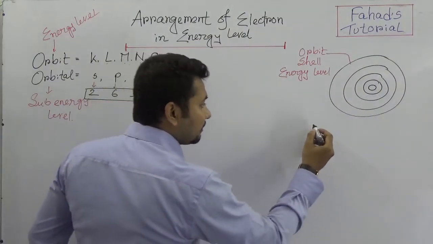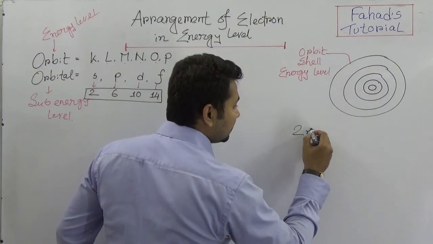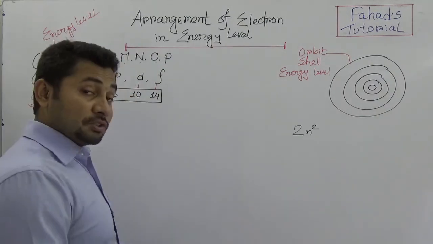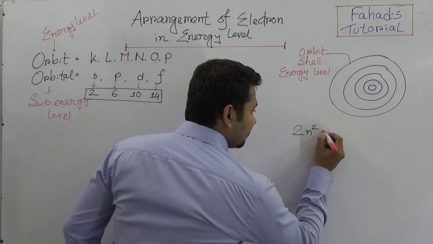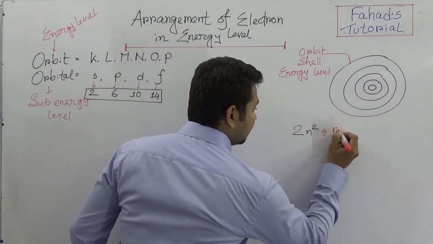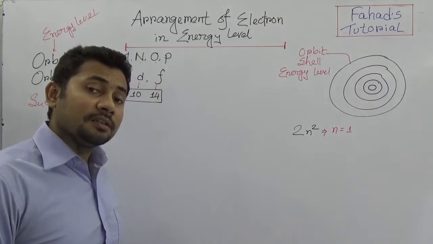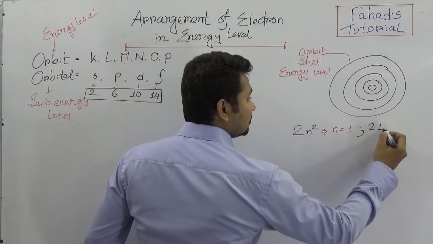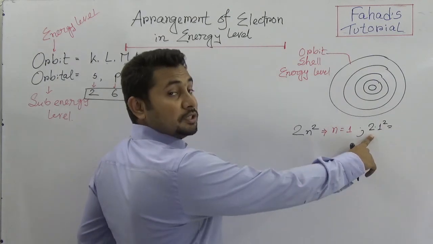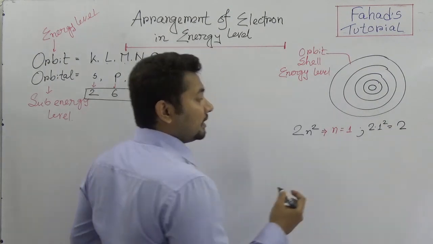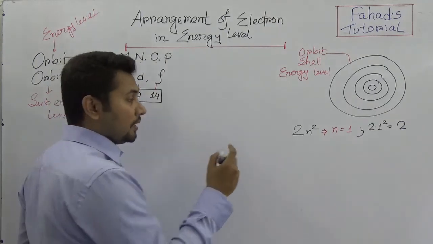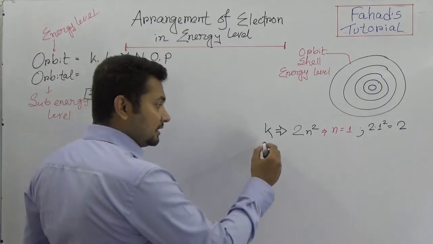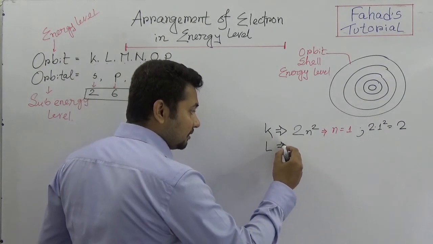We know the rule of 2n squared. When n equals 1, the rule gives 2 times 1 squared, which is 2 times 1, that is 2. So when n equals 1, it is the K shell, and then the L shell.